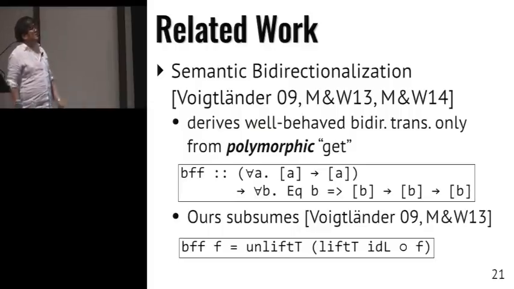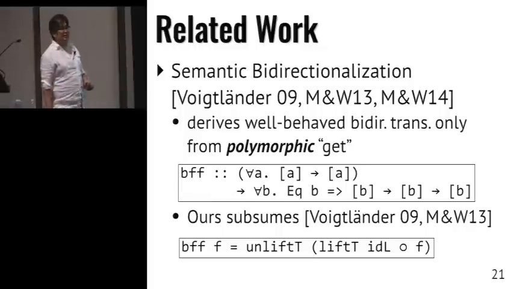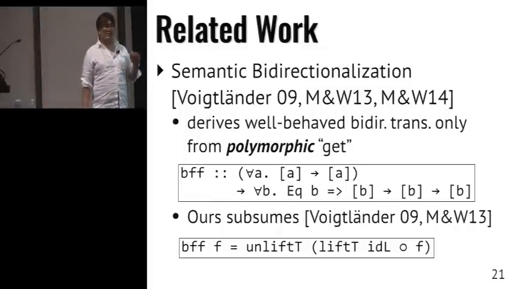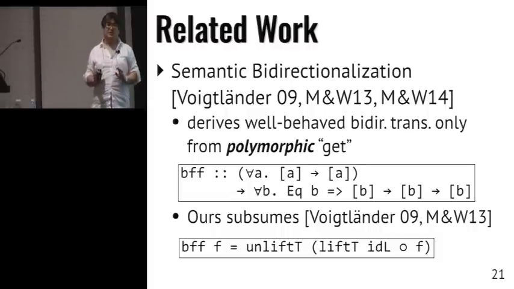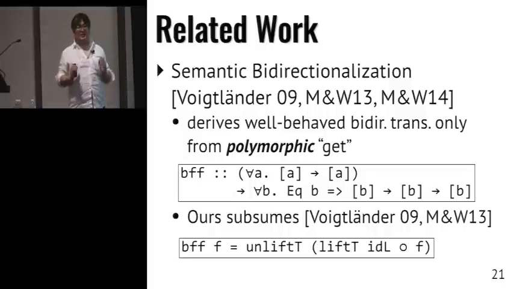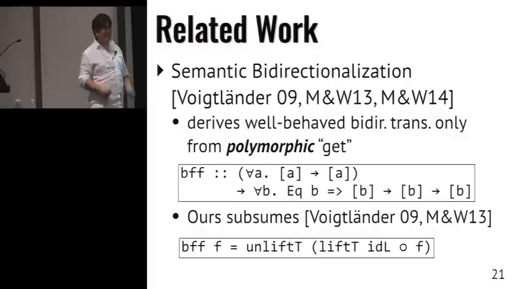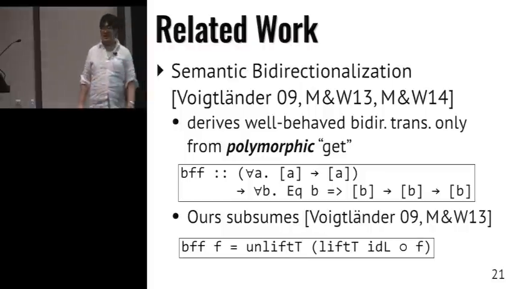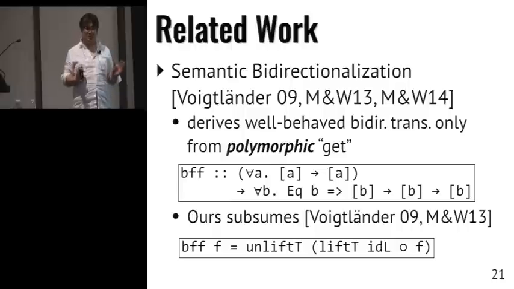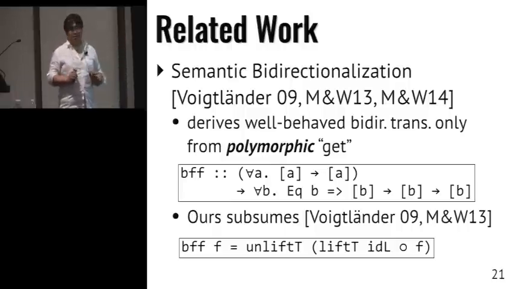Now let us discuss related work. The most related work to our framework is semantic bidirectionalization, which derives well-behaved bidirectional transformations only from a polymorphic get function. More concretely, it provides the BFF function that takes polymorphic get functions and returns the corresponding put function. Our framework subsumes semantic bidirectionalization because we can implement the BFF function by using lifting and unlifting functions.